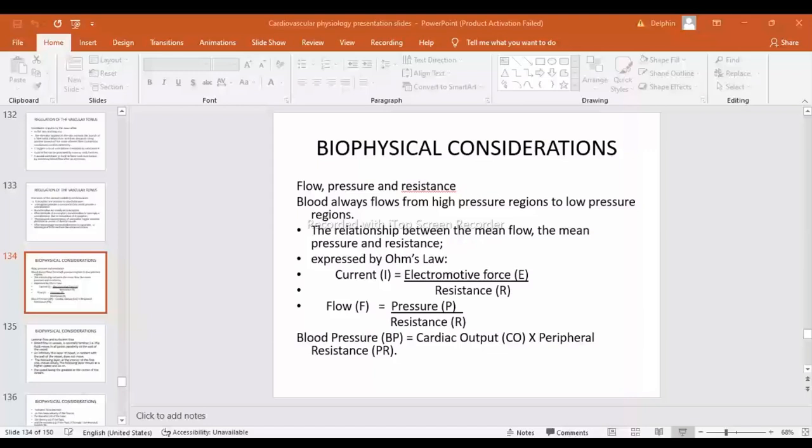And when you consider this, it's like Ohm's law, comparing current, like blood flow, and electromotive force, as pressure and resistance. Again, blood pressure equals blood flow, symbolized by cardiac output times peripheral resistance.